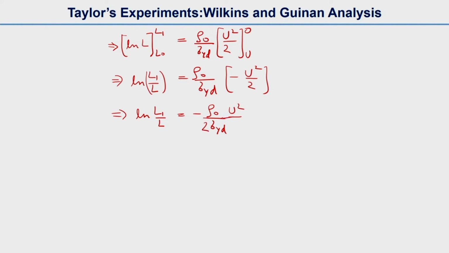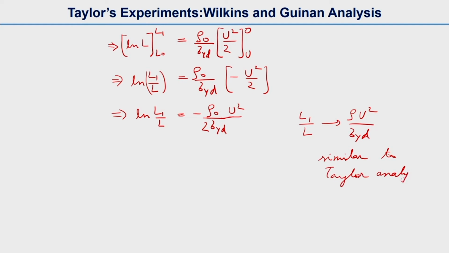So this is the expression, and it shows the dependence of L1 by L naught on rho u square by sigma yd, which is similar to what we got for Taylor's analysis. There was some relation for Taylor analysis also, we worked on that. So this is similar.